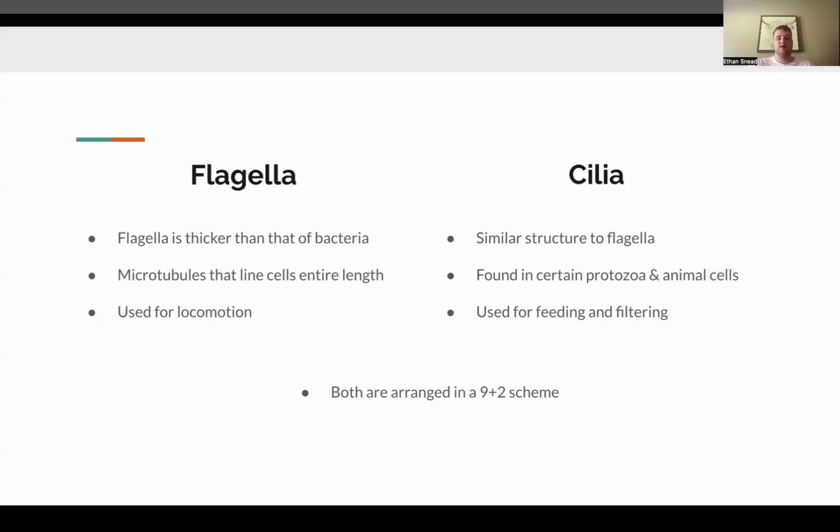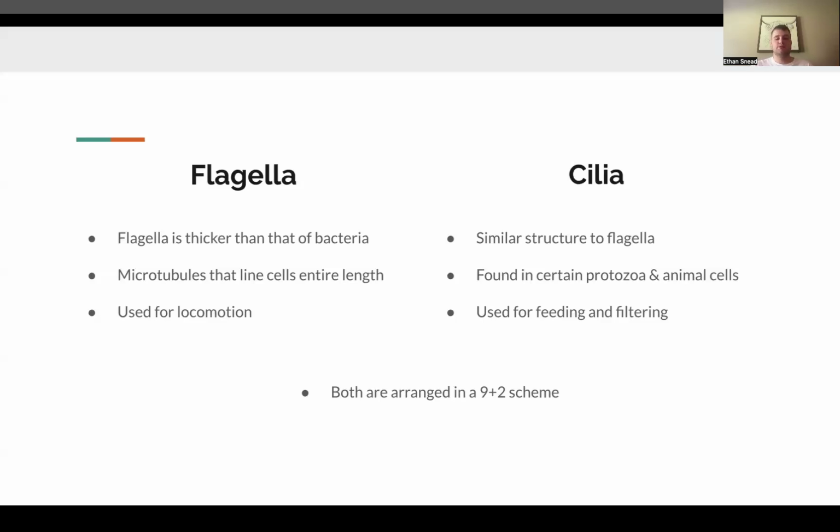The next we are going to discuss are cilia. Cilia are similar in structure to flagella, but although they are similar, they are smaller. They have a shorter build, and cells are said to house thousands of cilia. Cilia are only found in one type of protozoa and certain animal cells. The function of the cilia is for feeding and filtering structures that are on some other cells. Both are arranged in a 9+2 scheme.